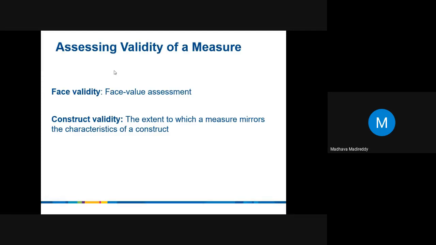Now we are moving on to validity. Face validity is a measurement of something on the face value, and construct validity is the extent to which the characteristics of the construct are mirrored. That means when you have certain characteristics of how you designed it, how much of this is clearly represented by the measure that you're using. If it is clearly represented, then you can conclude that the validity of that particular measure that you employed is very good.